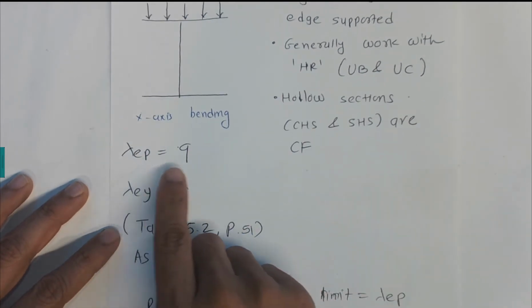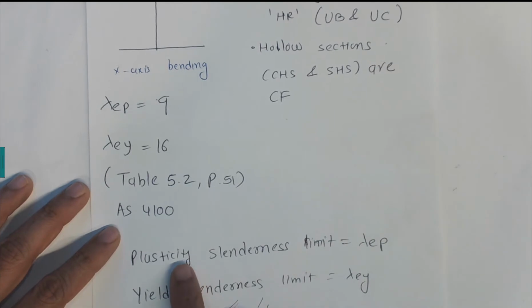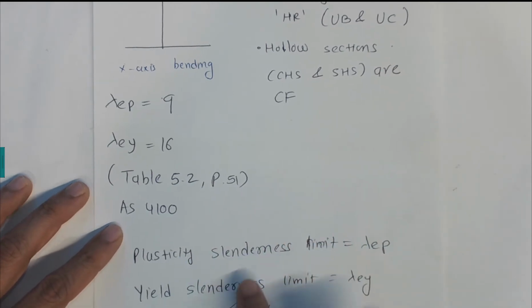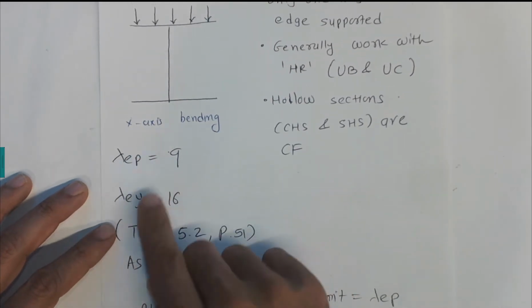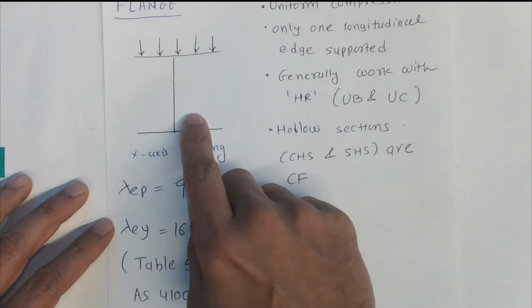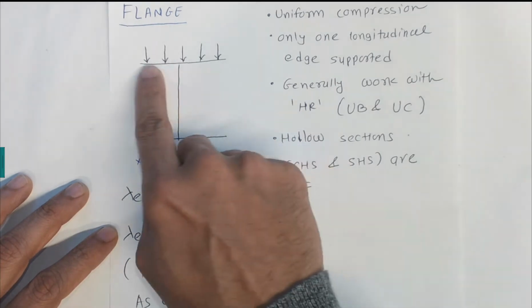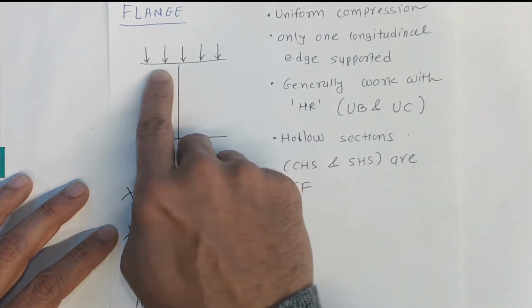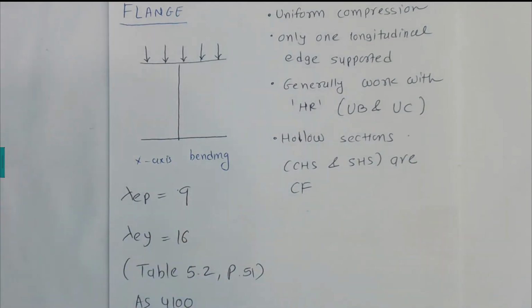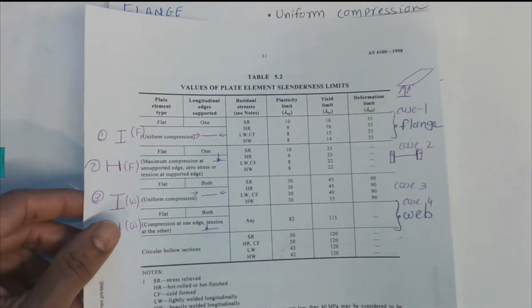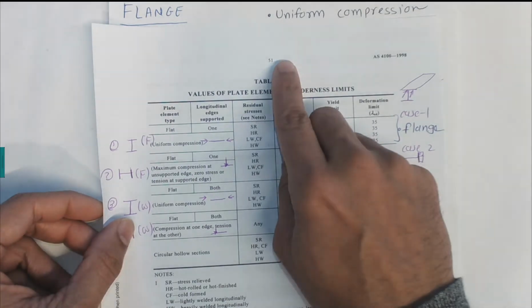Now lambda EP and lambda EY stand for the plasticity slenderness limit lambda EP and the yield slenderness limit lambda EY. This lambda EP and lambda EY here is for the flange. So when we want to find the slenderness limit for the flange, we use table 5.2 on page number 51.